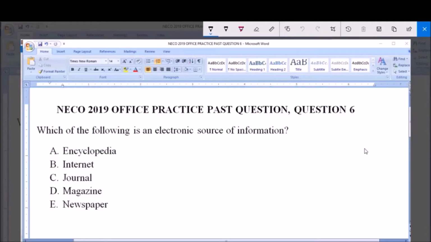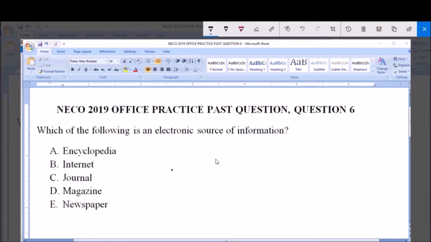Good day and welcome. I'm going to be answering NECO 2019 Office Practice Past Question 6. Which of the following is an electronic source of information? A. Encyclopedia, B. Internet, C. Journal, D. Magazines, and E. Newspaper. So we're asked to pick an option which is an electronic source of information.